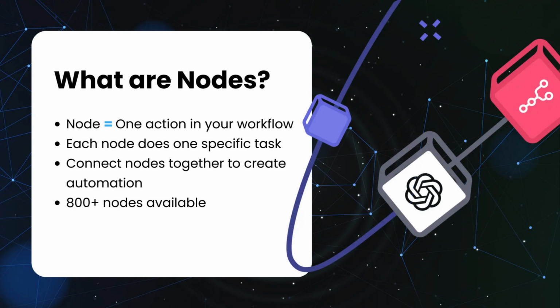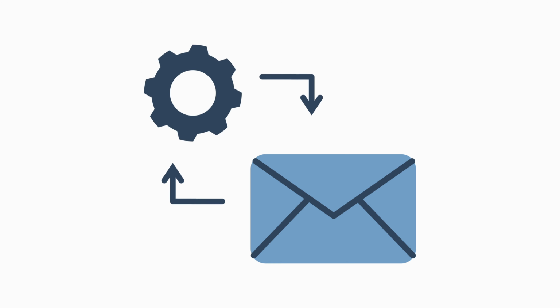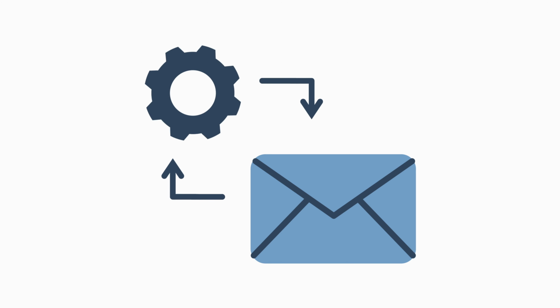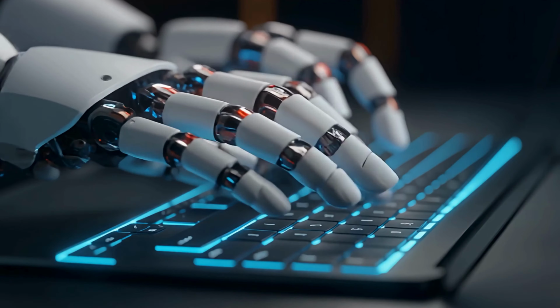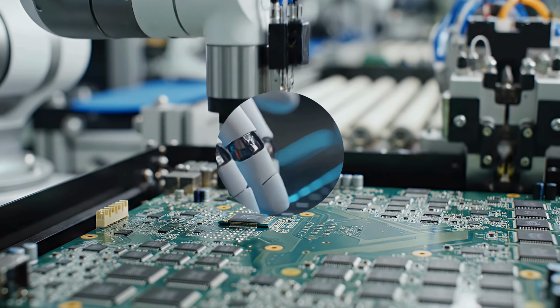Now, what are nodes? Simple. A node is one action in your workflow. Each node does one specific task. Could be sending an email, getting data from a spreadsheet, or posting to Slack. You connect these nodes together and boom, you have got automation. n8n has over 800 nodes available, so there is pretty much a node for everything.